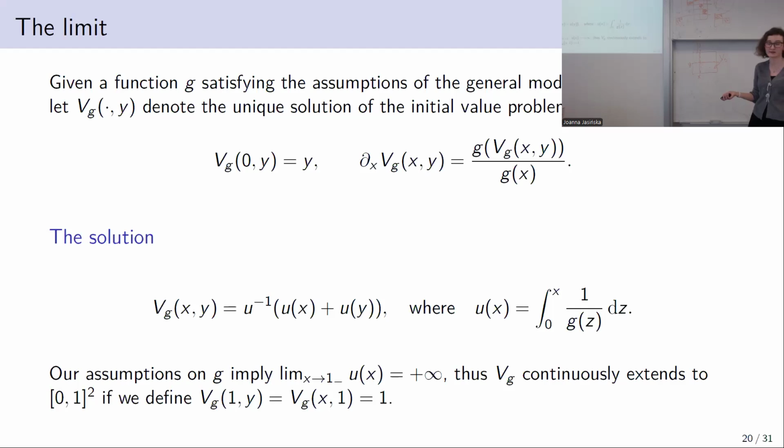It can be solved explicitly. The solution looks as follows. There is some function u, dependent only on this function g from our family, and Vg is u to the minus 1 of u of x plus u of y. It's a very pretty solution. One can show that our assumptions on g imply that this Vg can be continuously extended to the whole unit square, so there are no issues with continuity. And it's a valid permuton limit. This can also be checked, that it actually satisfies this definition.